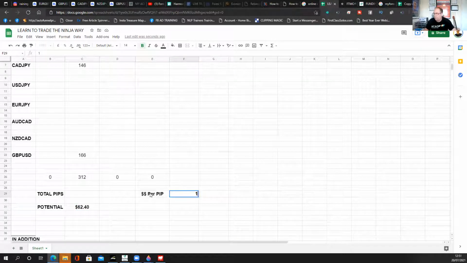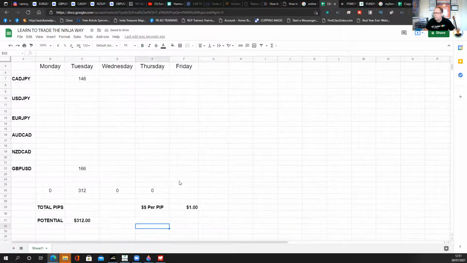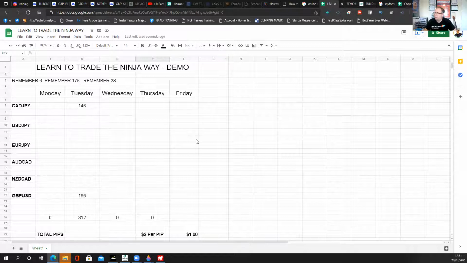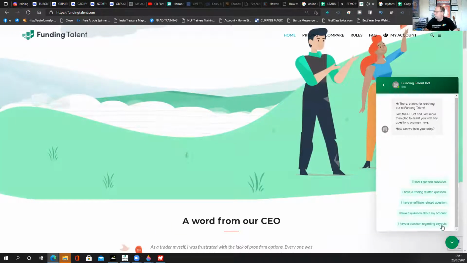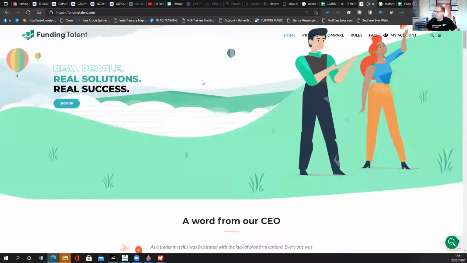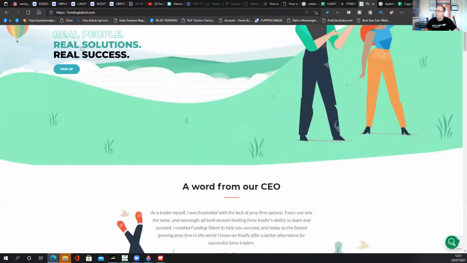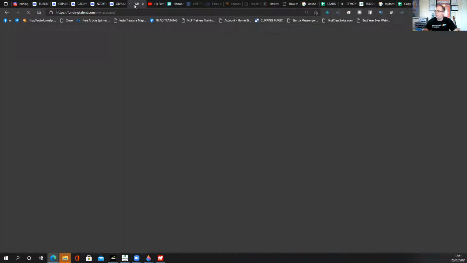At a dollar a pip, $312. Now, let's suppose that you don't have a lot of money, or some people just don't want to trade their own money. There are two ways of growing, okay? So one is to get a funded account. And there are companies out there, one is called Funding Talent. I'm actually going through a trial with them myself at the minute.